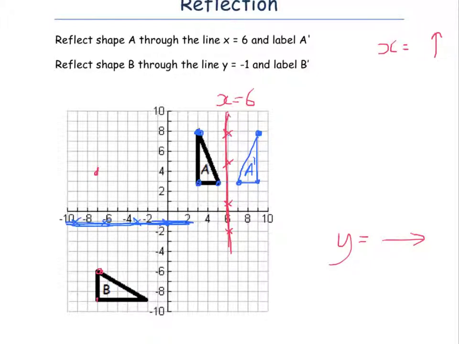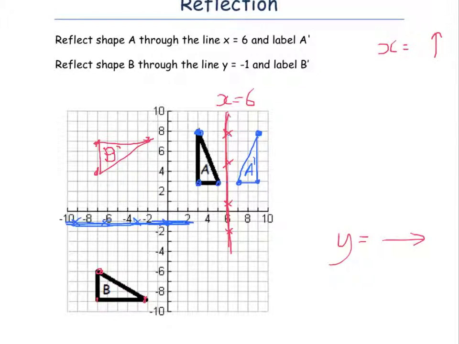Likewise, this point is 8 away, so it's going to be 8 away this side. And the final point, it's also 8 away, so it's got to be 8 away this side. And then you can draw in your reflected shape with a pencil and ruler and label it B dash.